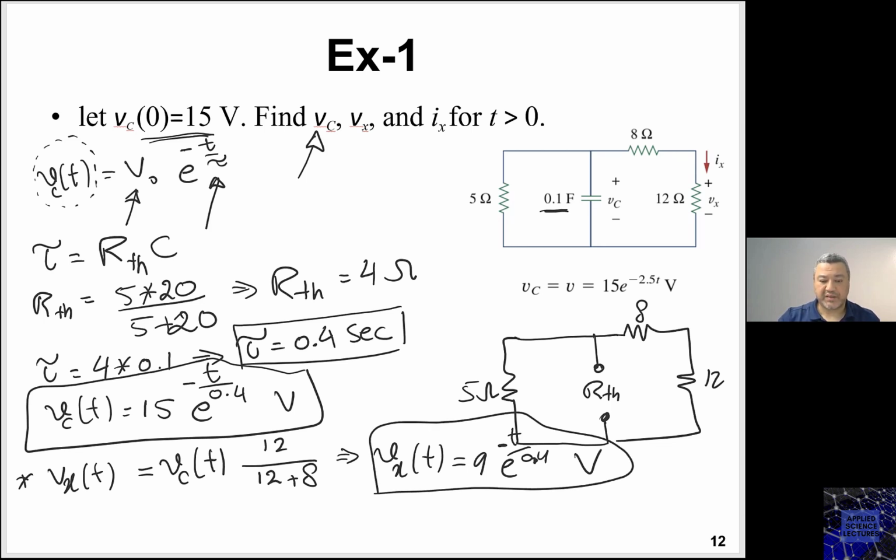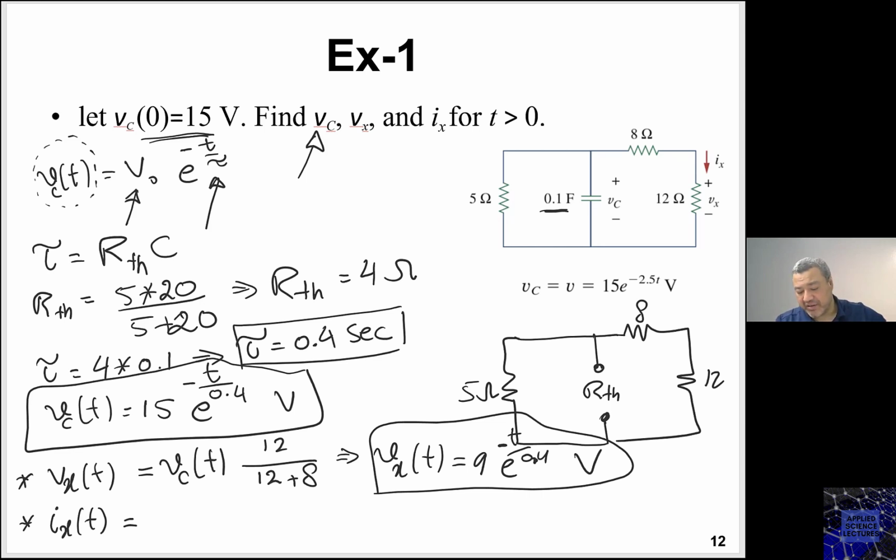So this is Vx(t). Now what about Ix? Can somebody tell me how I can find Ix? And again, it is a function of time. Because the voltage is a function of time, now everything is becoming a function of time, right? And everything now is related to this exponential response. So what is Ix(t)?